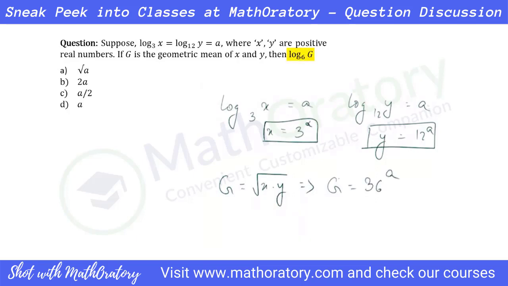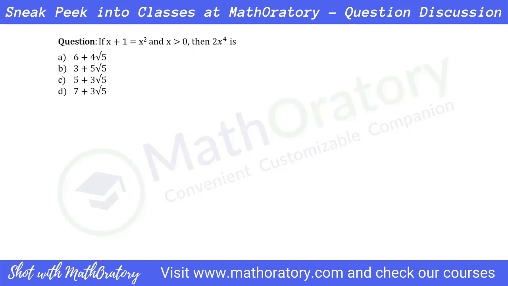Now we are looking for log of g base 6, isn't it? Oh, sorry, my bad. This is root over this. So 3 to the power a into 12 to the power a, so that is under root 36 to the power a, which is nothing but 6 to the power a, right? So this is something like log of 6 to the power a base 6. So that should be a, right? So the answer is a. You cannot avoid using Sridhar Acharya in this case.